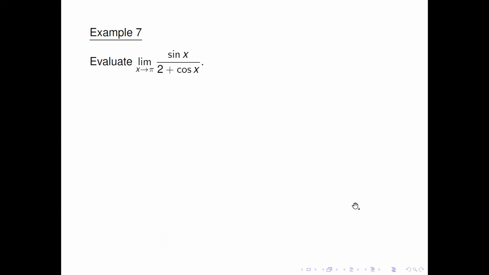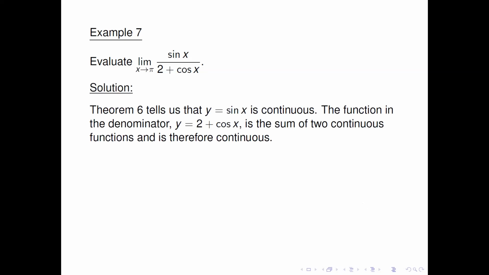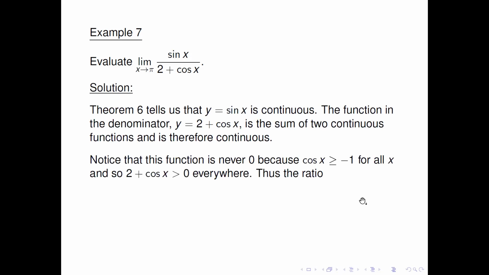Again, we're going to use the continuity properties of these functions. Theorem 6 tells us that y equals sine x is continuous. The function in the denominator, y equals 2 plus cosine x, is the sum of two continuous functions, and therefore it is continuous. So the 2 plus cos x, that's a continuous function. The numerator, that's a continuous function. Notice that this function is never zero, because cosine of x is always greater than or equal to negative 1.